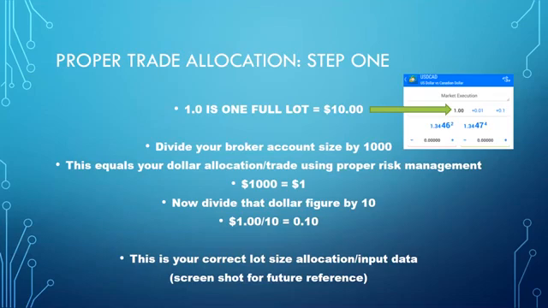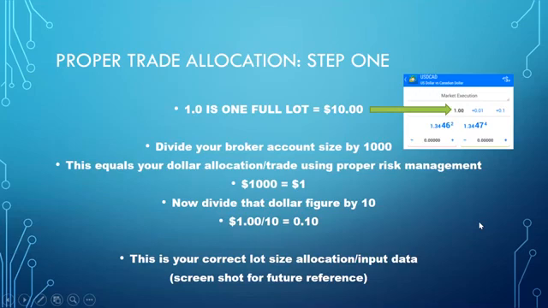So in this case, this person's trading at a $1,000 trade account. They took $1,000 divided by 1,000. That means that they are leveraging $1 per pip. Now they're going to divide that number by 10 to get their correct entry number for a trade. So you can see here, $1 divided by 10 equals 0.10. This looks like 10 cents. It's actually equivalent to $1 in the foreign exchange market. That is going to be the entry that you're going to enter in your trade.